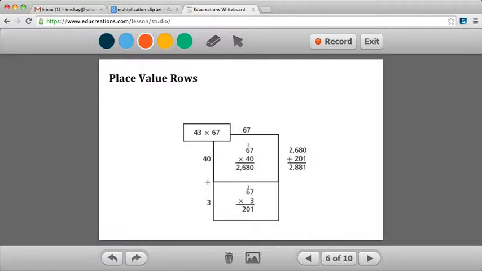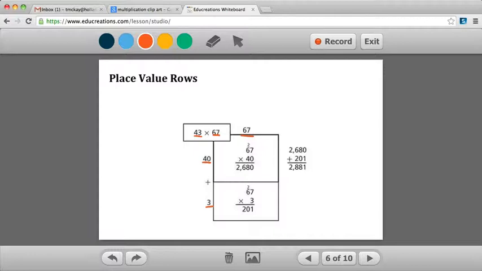Our place value rows is much like the place value sections, except for using 2 boxes instead of 4. Here, you only divide one number. So you can see here they've got 67. They left 67 the exact same right here. 43, they divided up into 4 tens, which is 40, 3 ones, which is 3. So 40 plus 3 is 43 times 67.